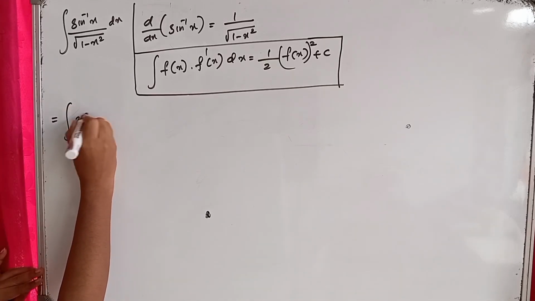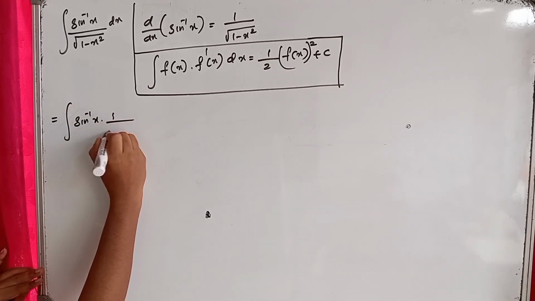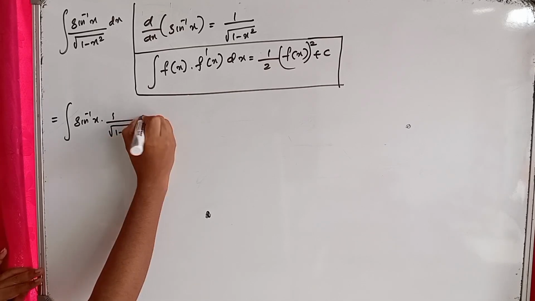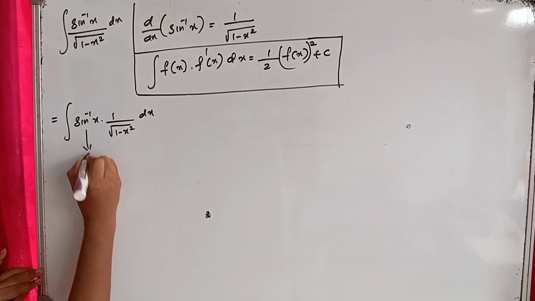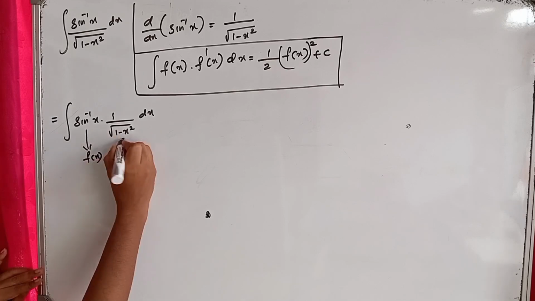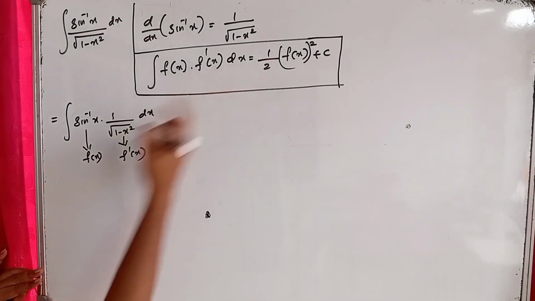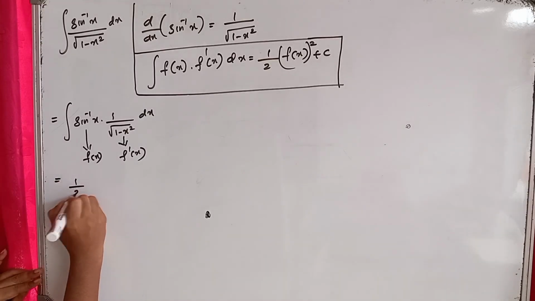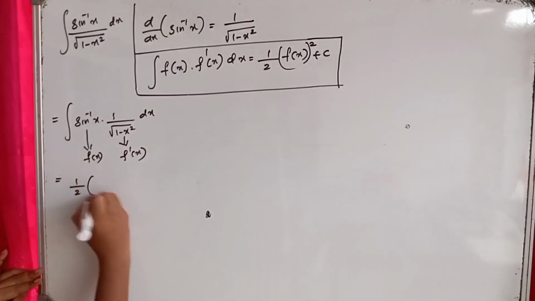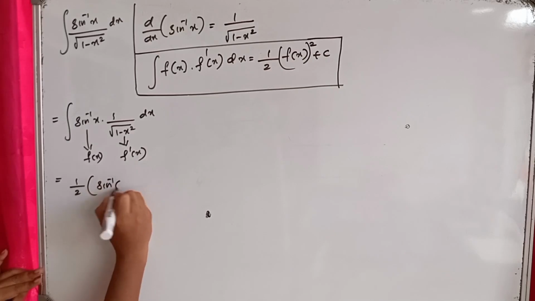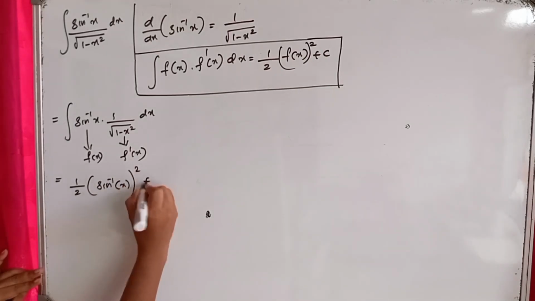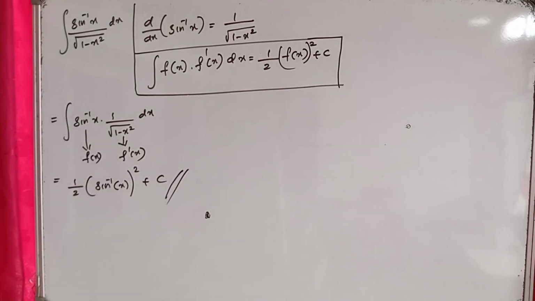So using this formula, we choose f of x as sin inverse x and its derivative is 1 by root of 1 minus x square. So here the function is of the form f of x into f dash of x dx. So using this formula we get the answer as 1 by 2 into sin inverse of x all square plus c.